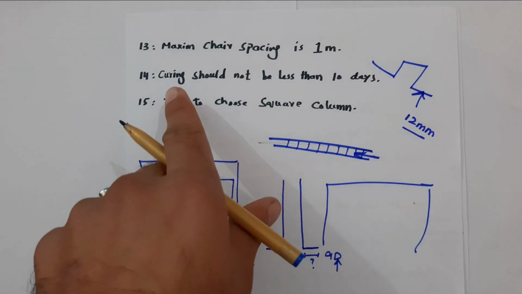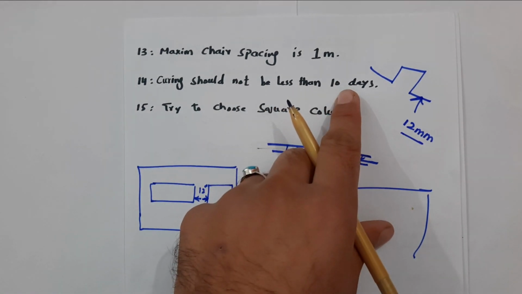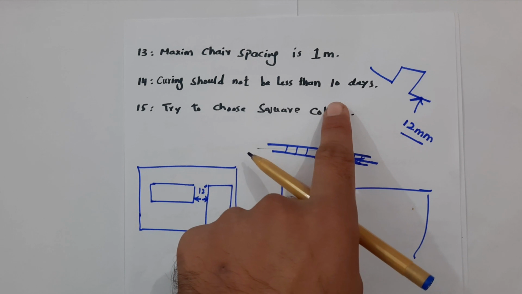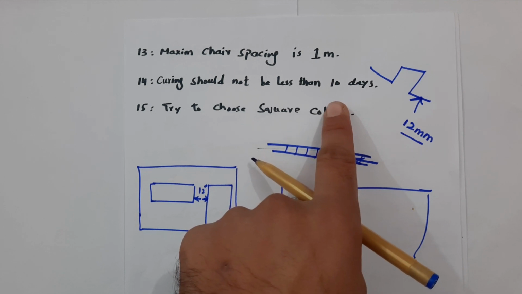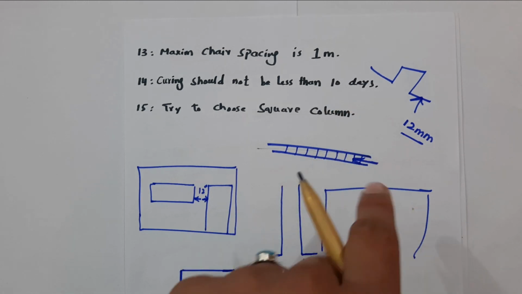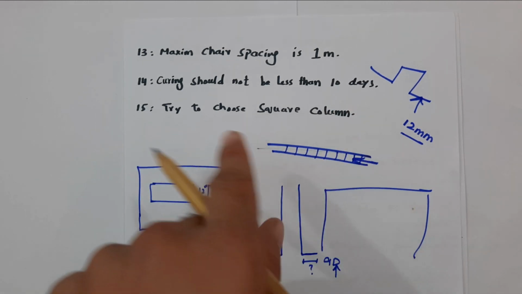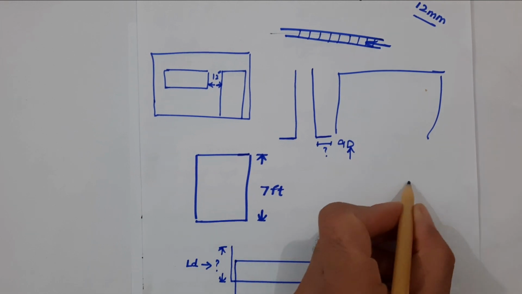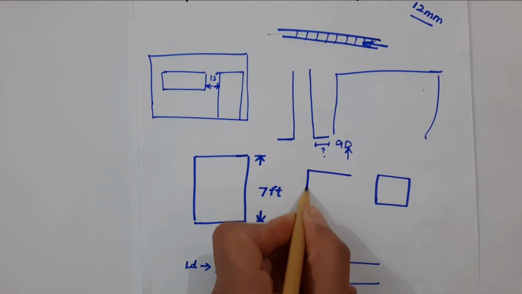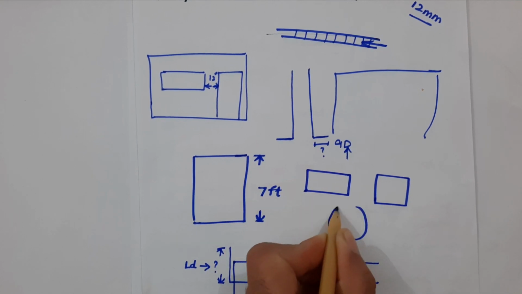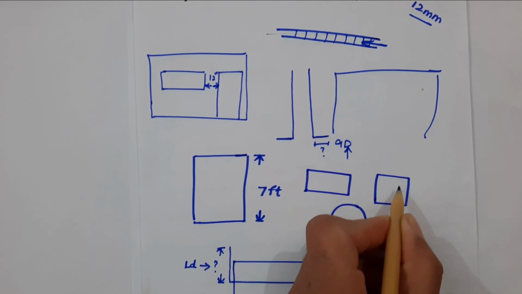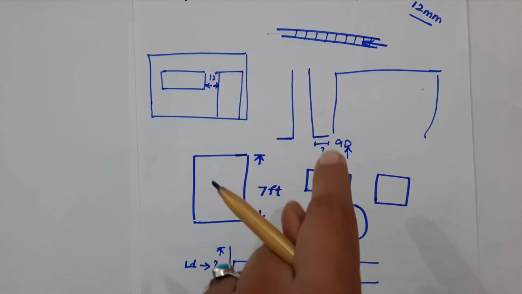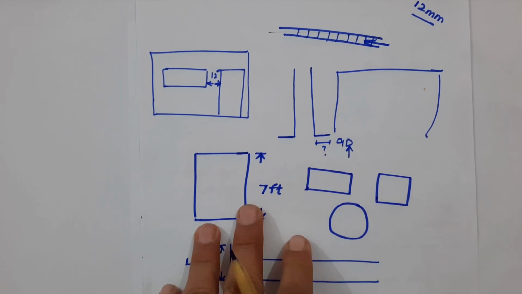Now, guys, the 14th one is, curing should not be less than 10 days, whether it is beam, column or slab, because you can't get the full strength if you are doing curing for less than 10 days. And the last one is, guys, try to choose square column. As you know, we are using different types of columns, square column, rectangular column, circular column. So try to use square column, it can support the maximum load compared to the rectangular column.